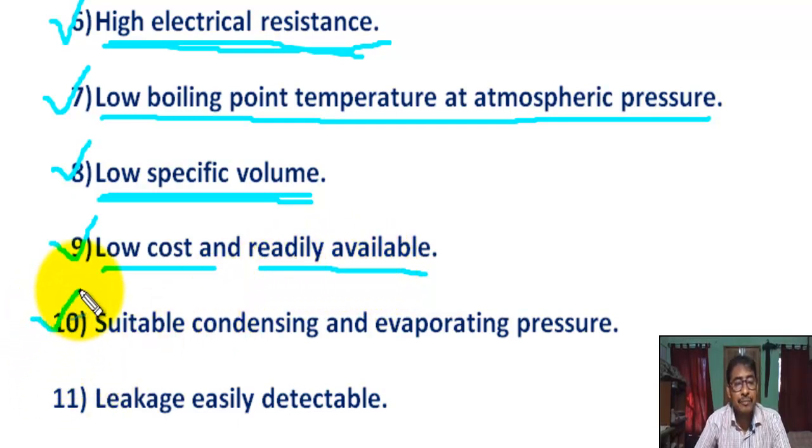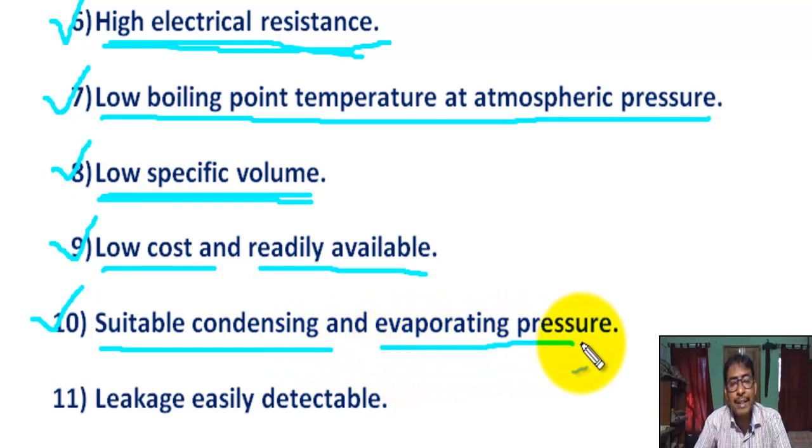Number 10, a refrigerant must be suitable condensing and evaporating pressure. Evaporating pressure should be positive and should be as near atmospheric pressure as possible.